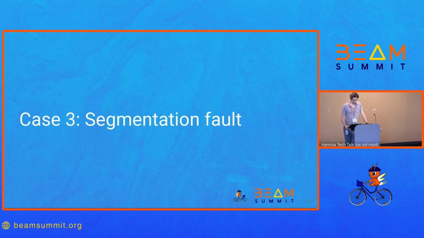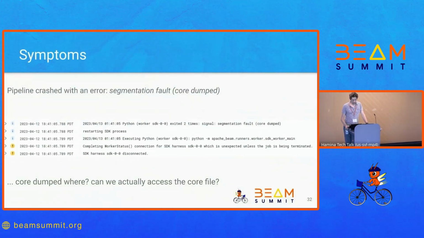Okay, and then one other case that we encountered sometimes is the segmentation fault. What does that look like? Well, sometimes you have a running pipeline, and especially if your pipeline uses extensions, sometimes the extensions crash the Python process and the SDK does not get to actually report the error to the runner because it just crashes. And then there is this line saying that there is a segmentation fault, and the core has been dumped, but then can we actually access that core and inspect it?